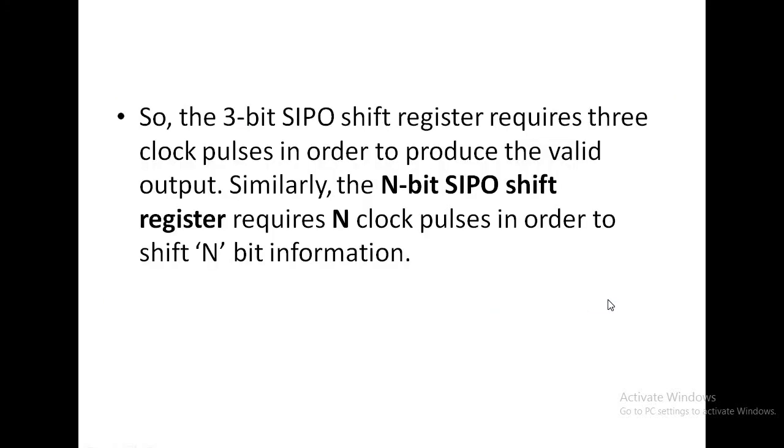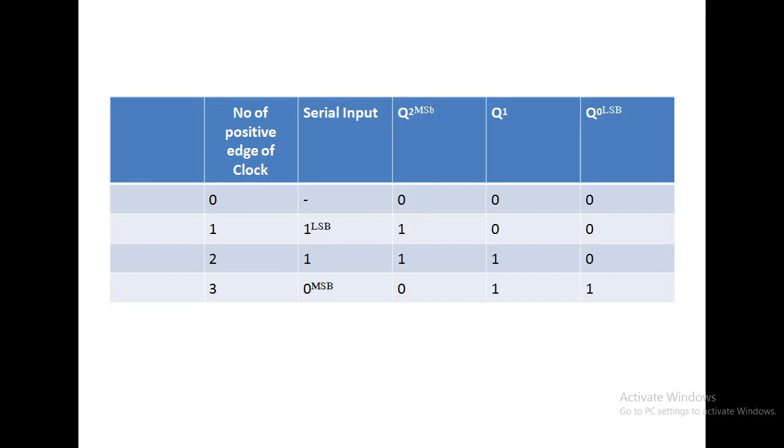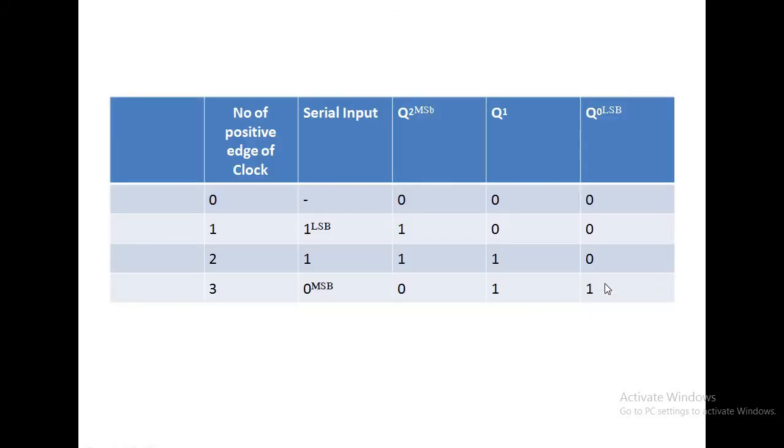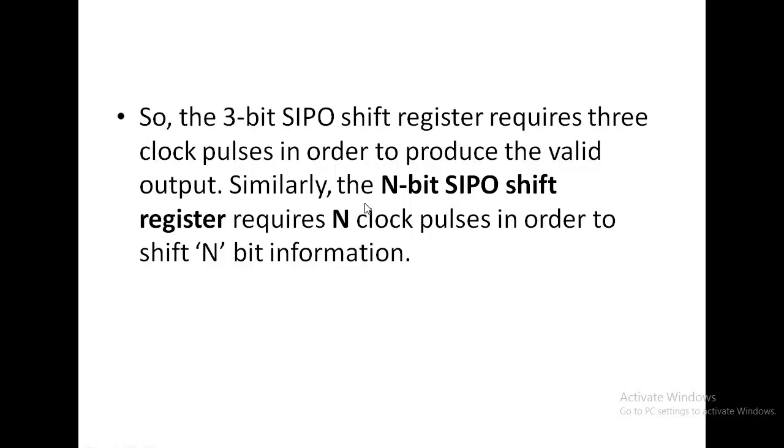So the 3-bit serial in parallel out shift register requires 3 clock pulses in order to produce the valid output. Valid output is 0, 1, 1 in parallel. This is the output. So how many clock pulses are required? 3 clock pulses are required. The output is 0, 1, 1, but it requires 3 clock pulses. So an n-bit serial in parallel out shift register requires n clock pulses.